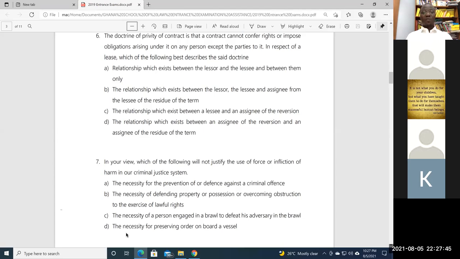The doctrine of privity of contract is that a contract cannot confer rights or impose obligations arising under it on any person, except the parties to it. In respect of a lease, which of the following best describes the said doctrine? Okay, I would like to take your answers before we work ourselves through the options to arrive at the correct answer. So if you want to try, you can put your answer in the chat.